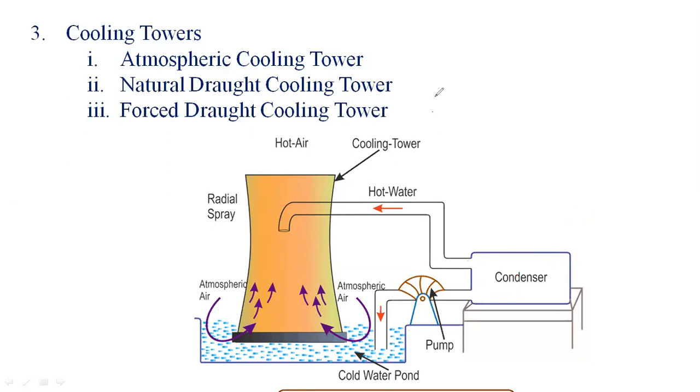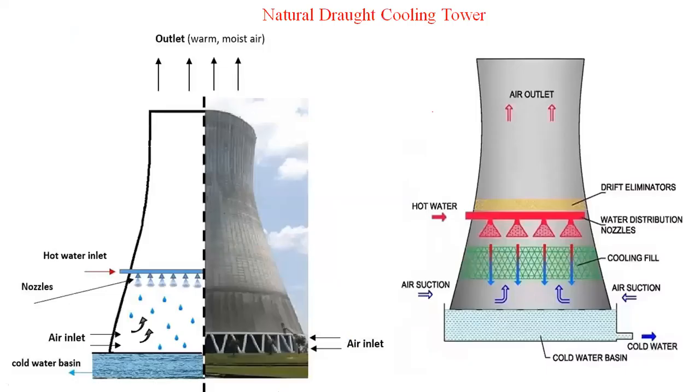And this is nothing but the atmospheric cooling tower. This atmospheric cooling tower we are using only for small power plants. It is not applicable for large power plants. It's applicable only for small power plants, that is nothing but the diesel power plant. The next one is the natural draft cooling tower.